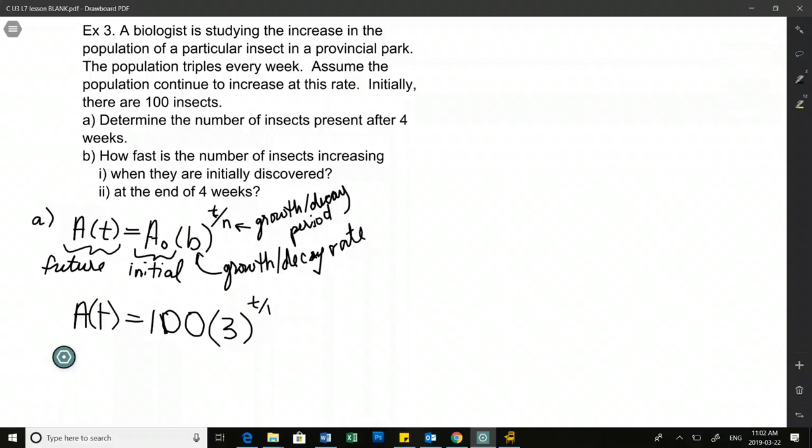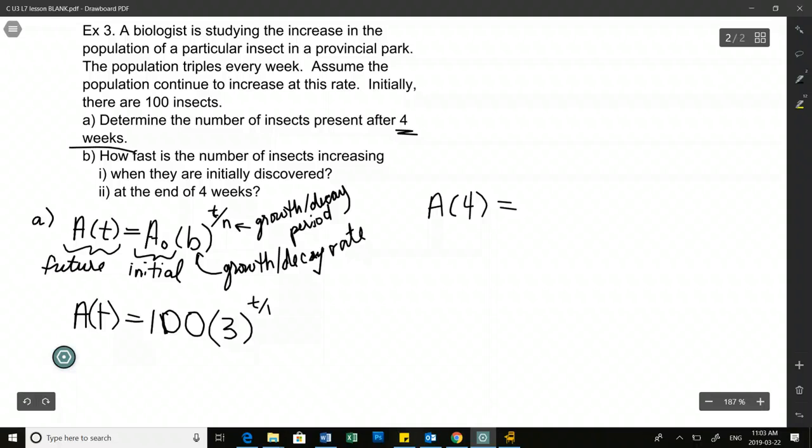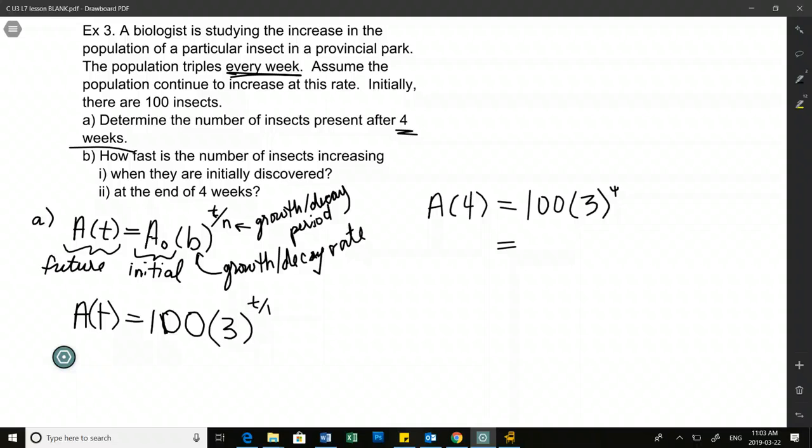Okay, for part A, I think this is pretty straightforward. All we want to do is evaluate A at 4, so when time is 4 weeks. I also want to be mindful that if I'm calculating 4 weeks, my growth period is in weeks as well. So units of measurement with time are important here. So we'll have 100 times 3 to the exponent 4. What does that give us? 8,100?